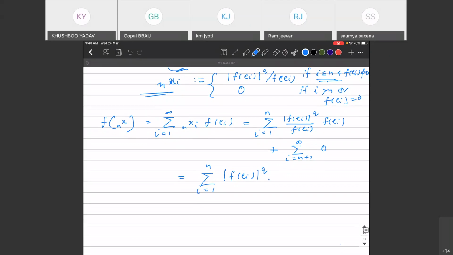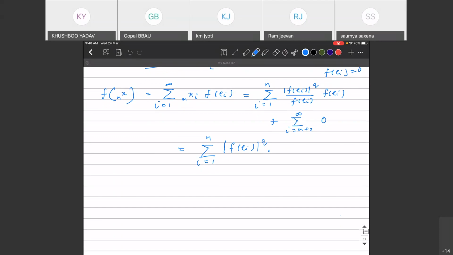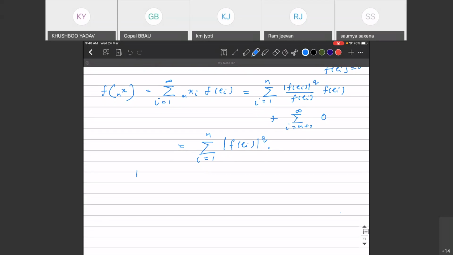Okay, so far it's okay? Is it okay? Yes, sir. But you know there is a relation between p and q: 1 by p plus 1 by q equal to 1. And if you solve it, you will get (q minus 1) p equal to q. Right?